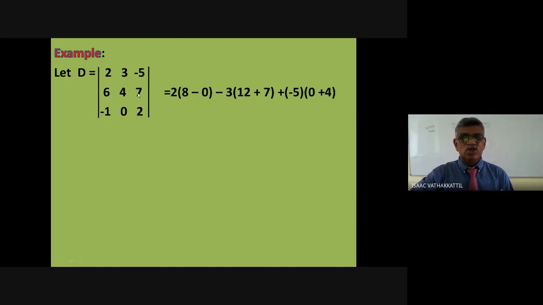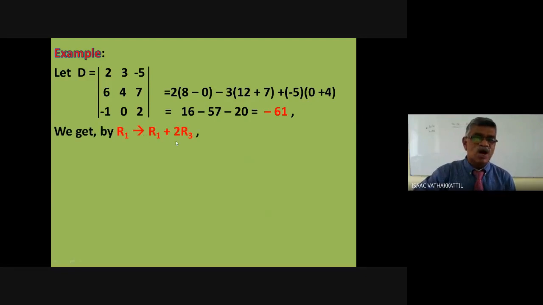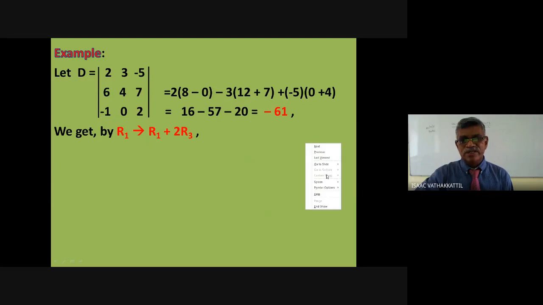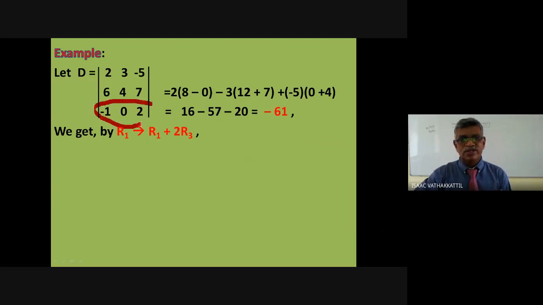What is the value? 2 into 8 minus 0 minus 3 into 6 to 12 plus 7 minus 5 into 0 plus 4. What is the value? That is equal to minus 61. Let me do the operation. R1 changes to R1 plus 2 R3. Twice R3. Which is R3? This is R3. Twice R3 I am adding to R1.